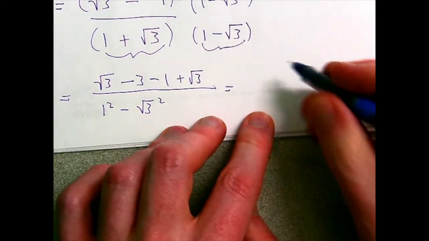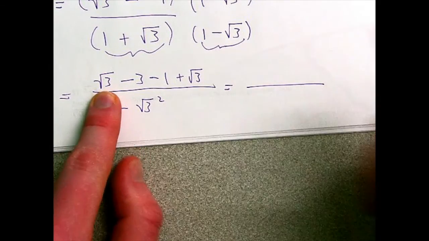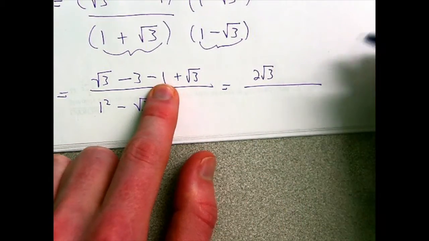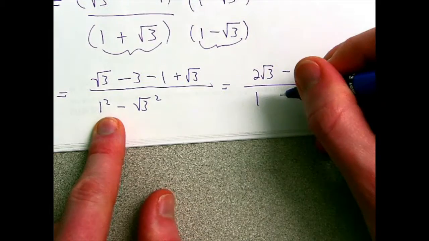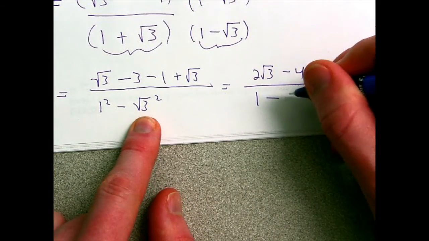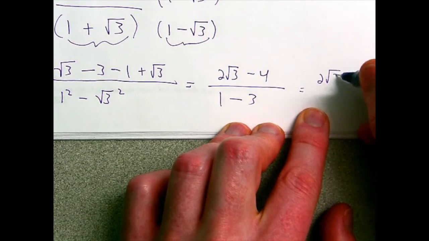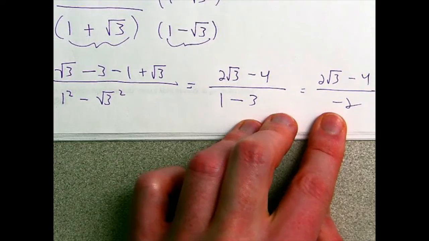Don't worry about it. So what do we have in the numerator? The root 3 and the root 3 here combine to give me 2 root 3. And then the minus 3 minus 1 combine to give me minus 4. 1 squared is, of course, 1. Minus root 3 squared is just 3. So this gives me 2 root 3 minus 4 over 1 minus 3, which is negative 2.